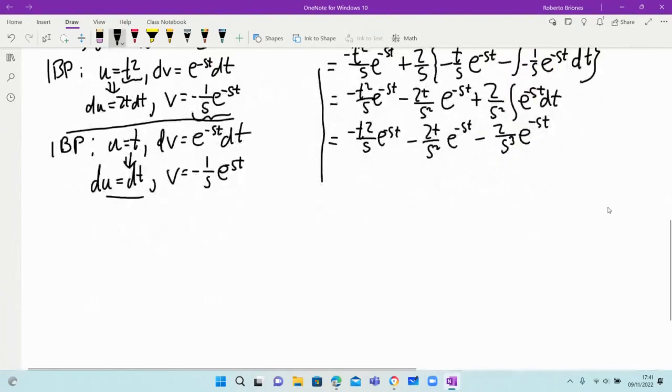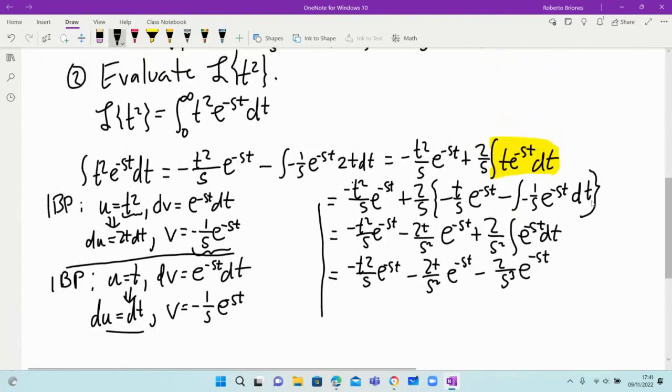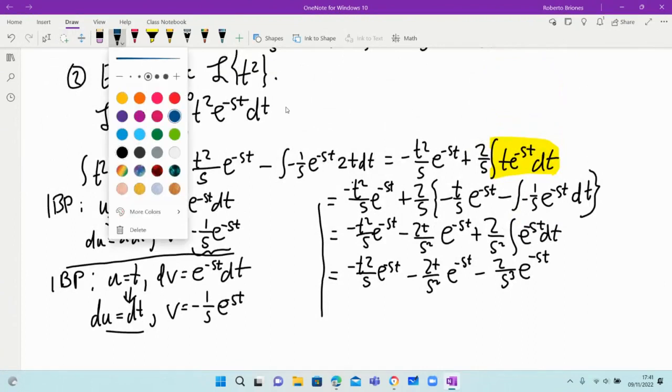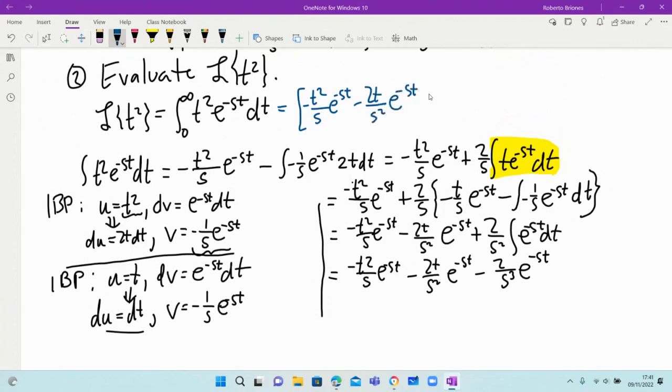Okay. So good. And now we are ready to evaluate the Laplace transform for the function. In fact, let me change the color of the ink. Okay, so this will become negative t squared over s e to the negative st minus 2t over s squared e to the negative st minus 2 over s cubed e to the negative st, which is integrated from 0 to infinity.